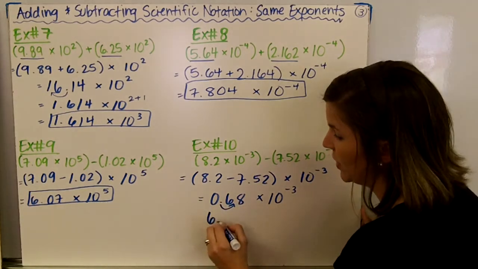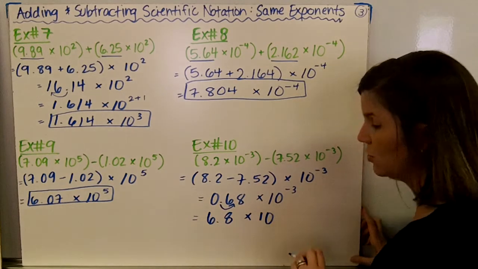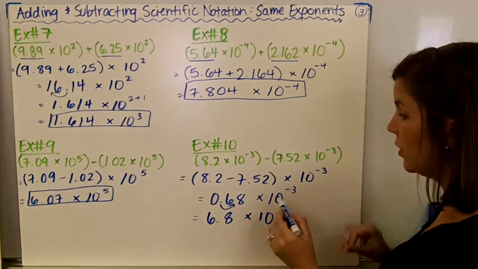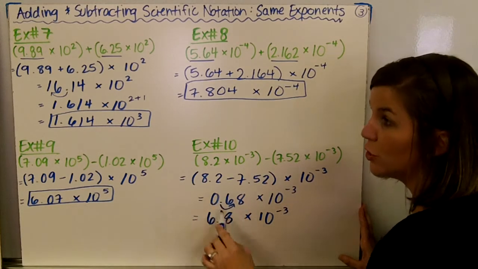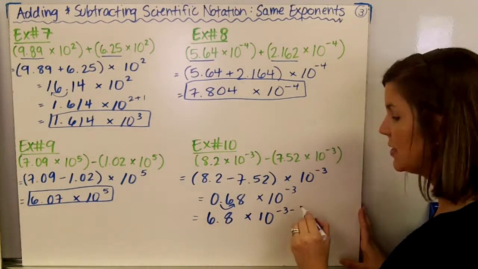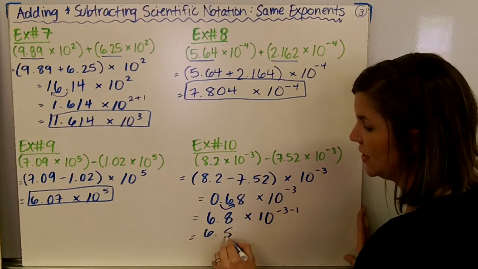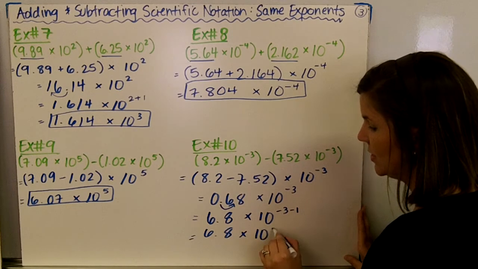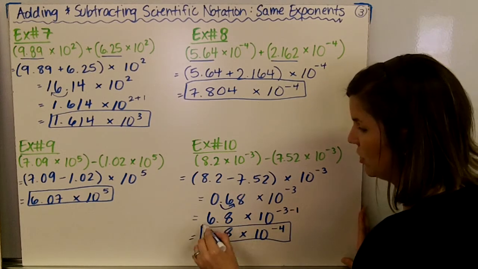So now my number will be 6.8 times 10 to what power? Well, it was the negative 3rd power, and since we moved to the right, we must subtract from the exponent. We moved the decimal one place, so we subtract 1 from the exponent. This gives us 6.8 times 10 to the negative 4th power. Our number is now in scientific notation.